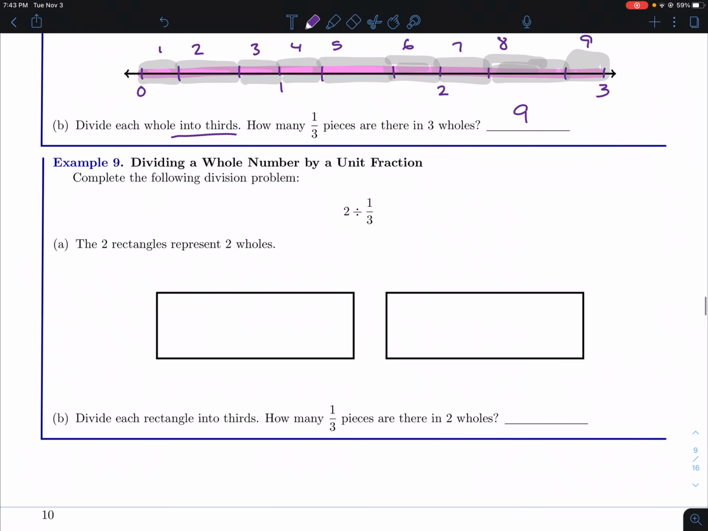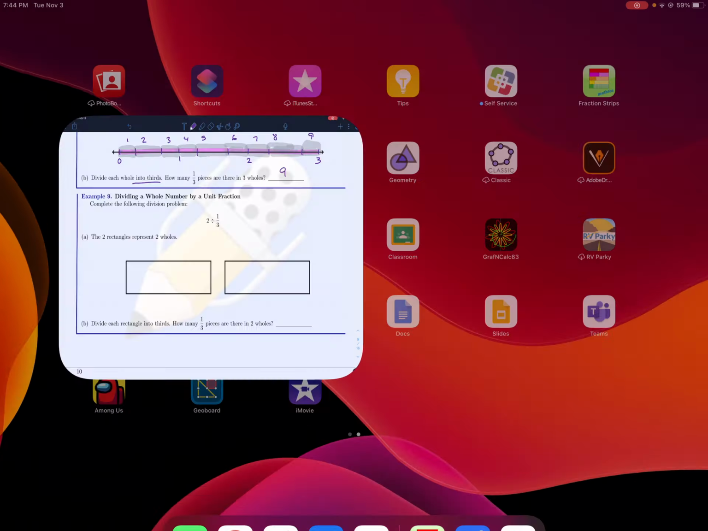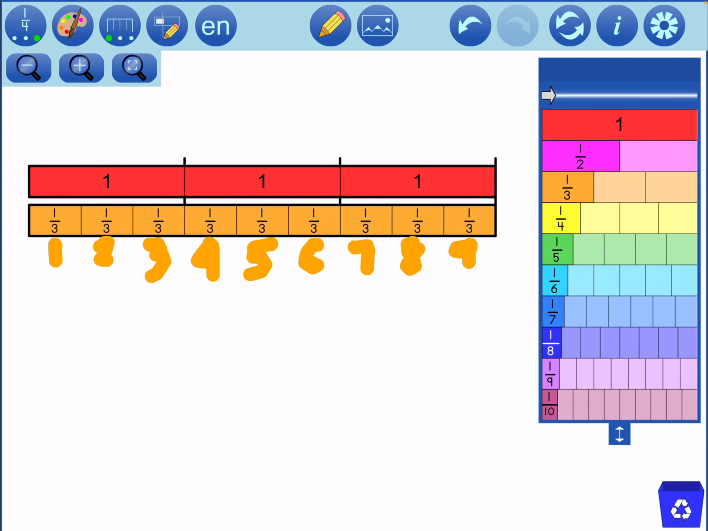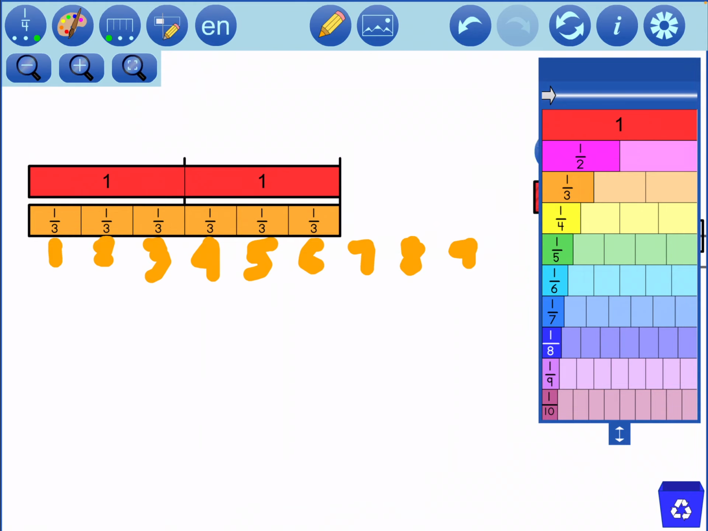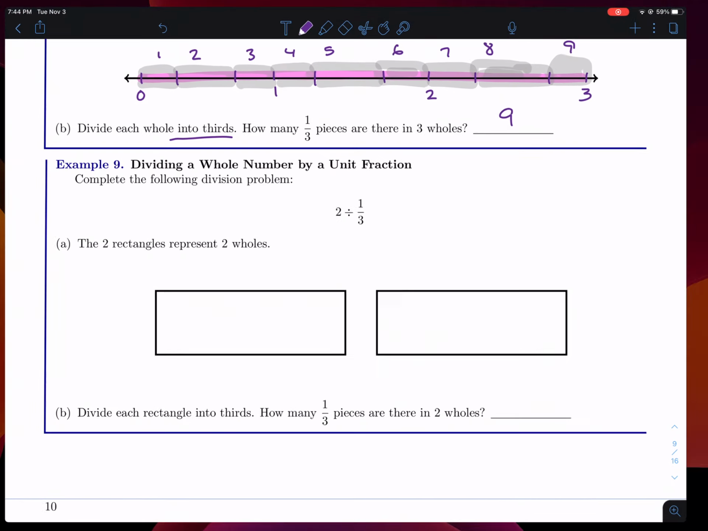So again, this is complete the division problem, 2 divided by 1/3. So again, we could do the exact same thing by doing what we just did on the last one. So if we went back to the Mathigon thing, I could actually just get rid of some of this stuff. So let me get rid of these and get rid of those. So if you look, this is 2 divided by 1/3 right here. And as we can see, we've got 6 total. So let's take a look at it using the area model just to make sure we get the exact same thing.